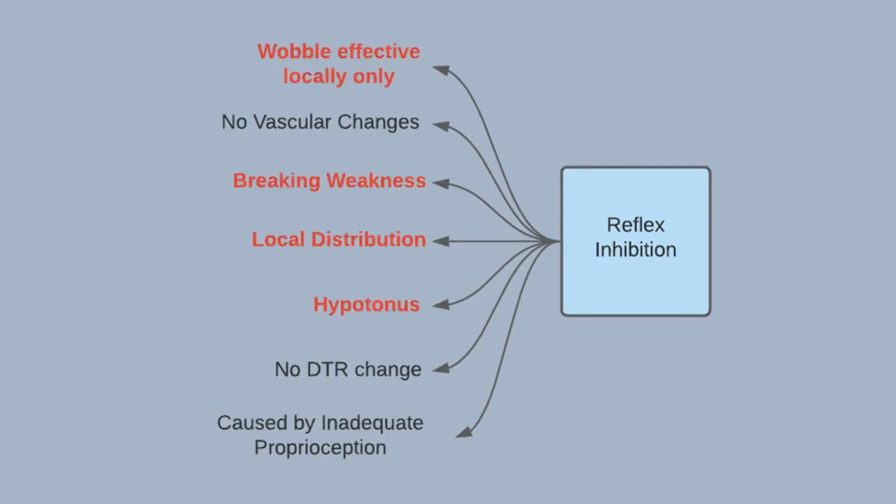Removing what reflex inhibition isn't and its cause, we are left with the positive clinical findings as an operational definition. The distribution of these signs is local to the cause of it and is not in a segmental or neurological distribution. Hypotonus is found in the muscles affected, and of course this is local.